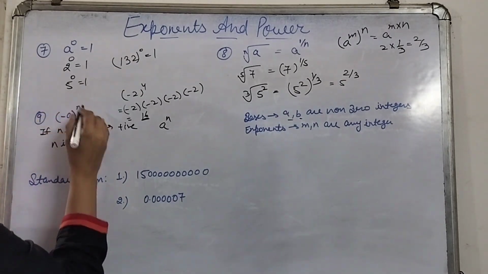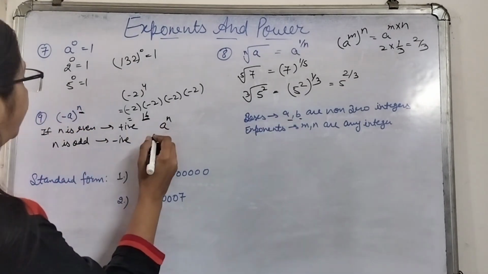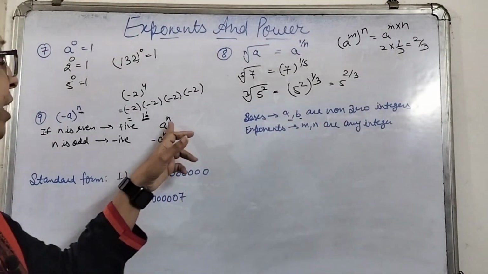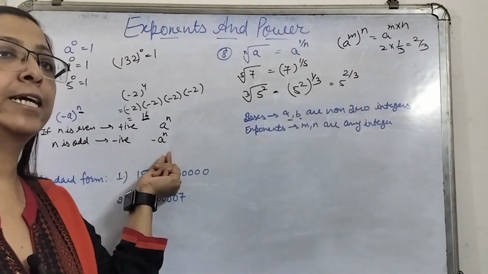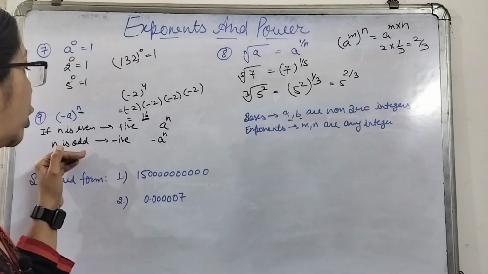That means the value of your final answer will be negative. That means it will be minus of a raised to the power n. Whatever the value of a raised to the power n comes, along with that value the minus sign will also come if your exponent is an odd number.